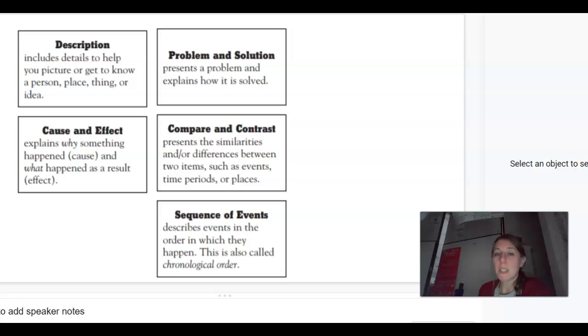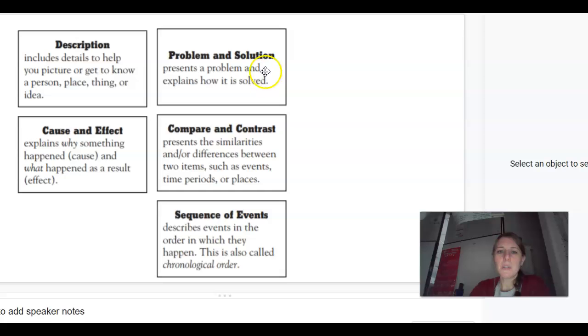Problem and solution can be tricky because it's very similar to cause and effect. When you think of cause and effect, you think of maybe you were late for school. Well, that is a problem, okay? But if we're saying I was late for school because I overslept, that is a cause and effect relationship. Whereas if you're talking problem and solution, I was late for school, what's the solution? I will need to set my alarm tomorrow. So now we have a problem and solution. So there is a difference between the two. Sometimes it can be tricky.